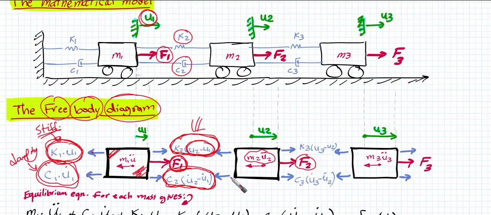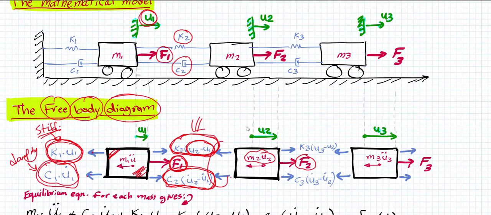And then from the left, we are going to have the same as we have done before. This means that we have K2 times U2 minus U1, and we are going to have C2 times U dot 2 minus U dot 1. This is from the left side of the mass.